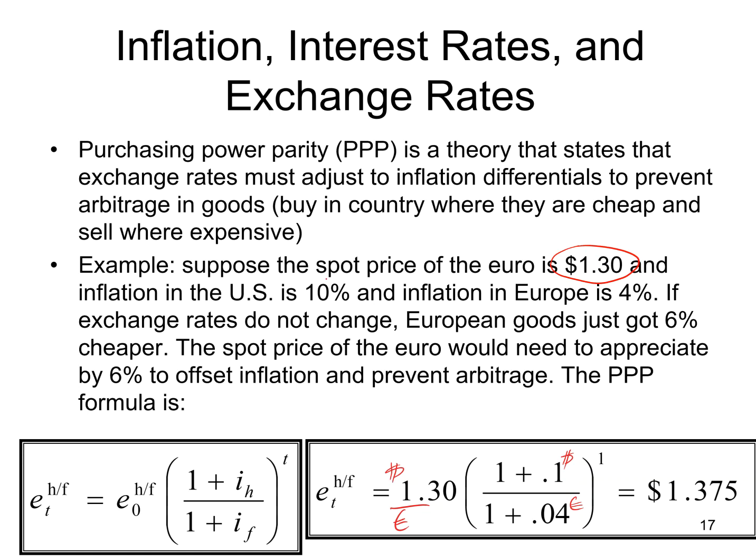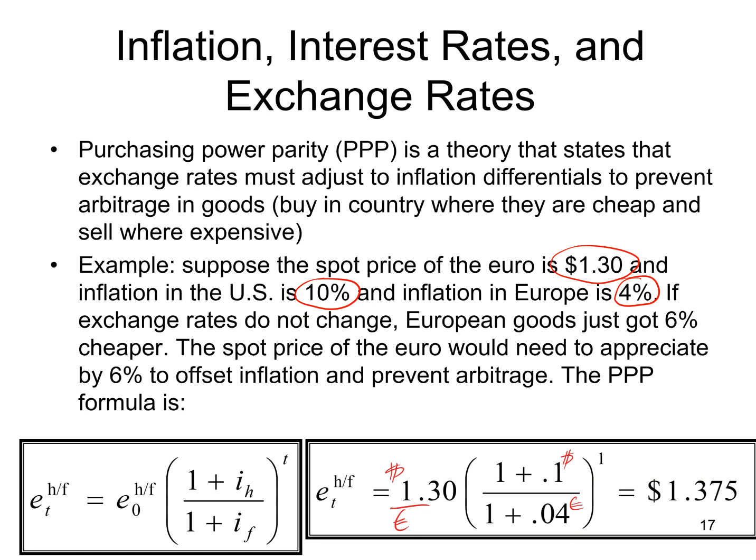Inflation in the US is 10%, and inflation in Europe is 4% over some period of time. Now, if the exchange rates don't change and US has 10% inflation and Europe has 4% inflation, European goods just got 6% cheaper for Americans. Or you can say that US goods just got 6% more expensive for Europeans.